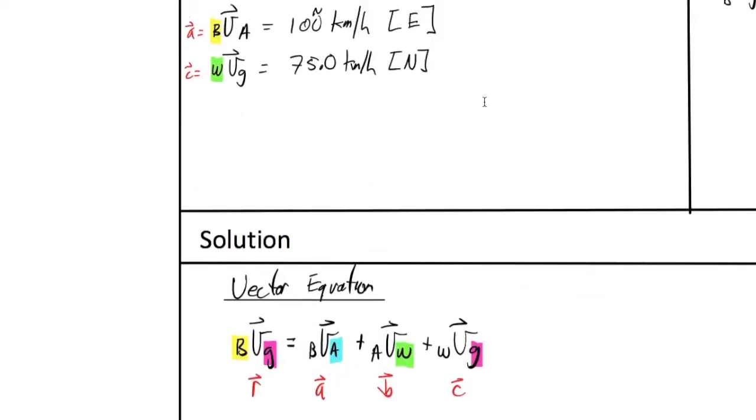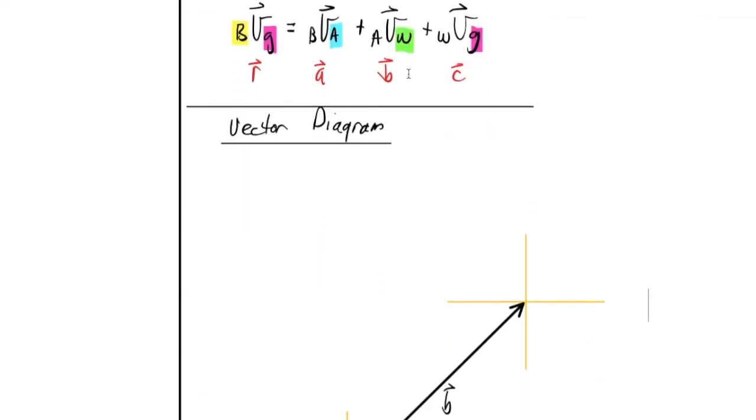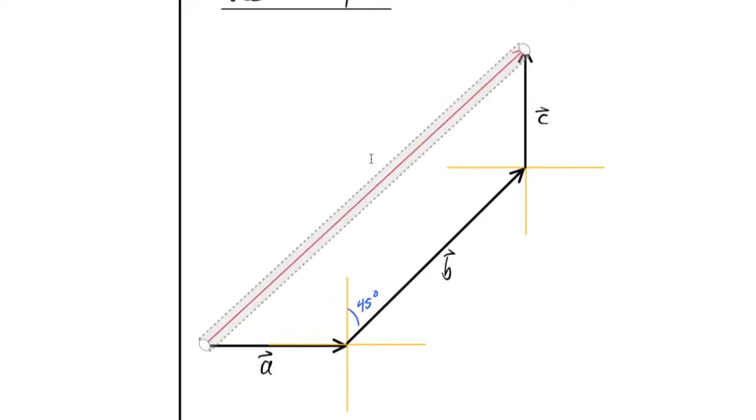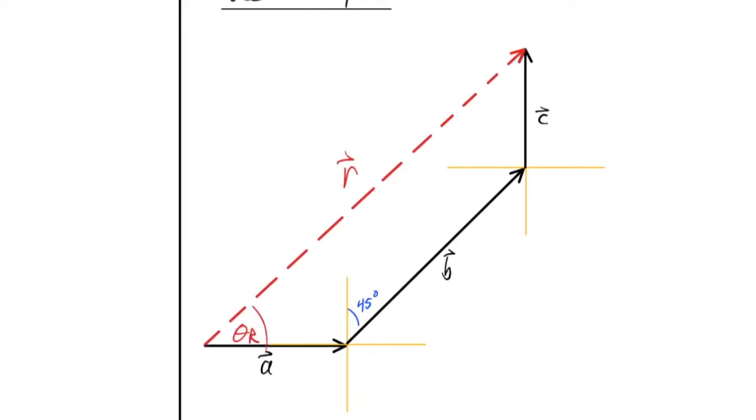And now our vector C, which is 75 kilometers per hour and north. So that'll be the shortest of the three vectors. And now we have our vector C. Finally, let's draw on the resultant. And the resultant starts from the tail of the first vector to the head of the last vector. So there's our resultant, and this angle down here would be our theta R.